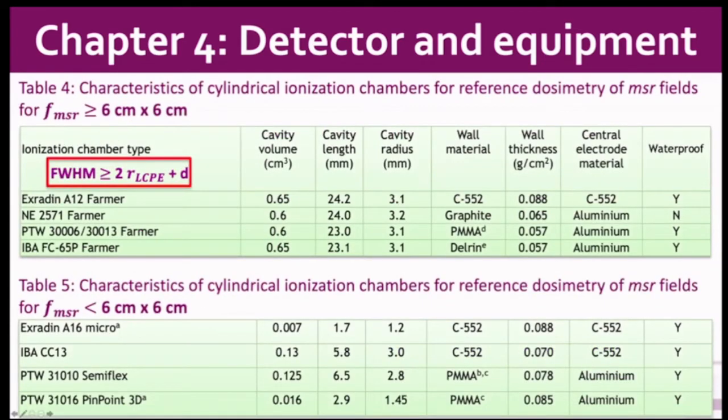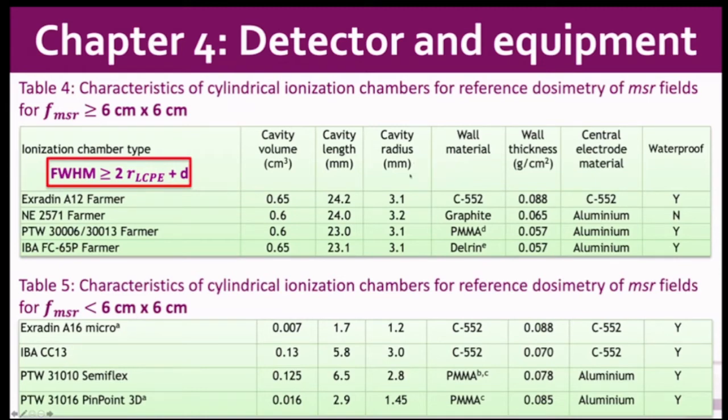Here's an example taken from the tables of the detectors that are recommended, for example, for field sizes greater than 6 by 6. Remember, for an MSR field, this condition needs to be fulfilled. So there's a long list of detectors, and that's Table 4 in the COP. Similarly, there's a long list of detectors when the field size is less than 6 cm by 6 cm.